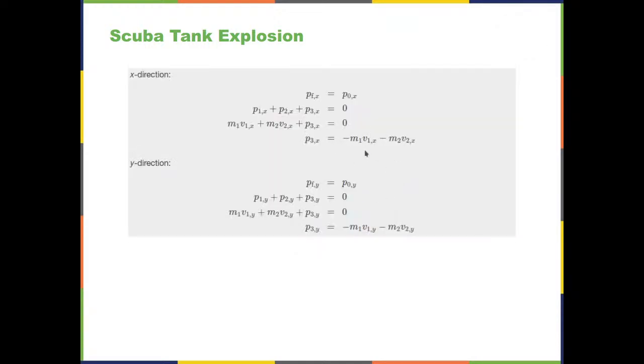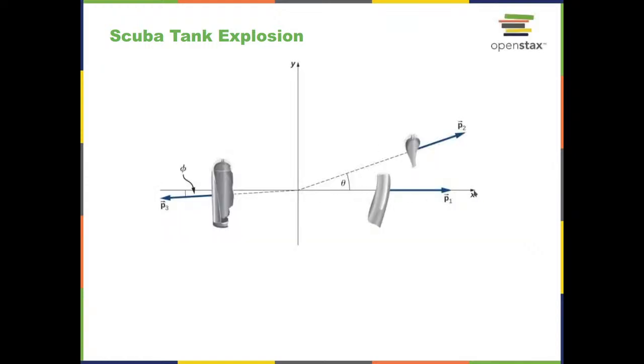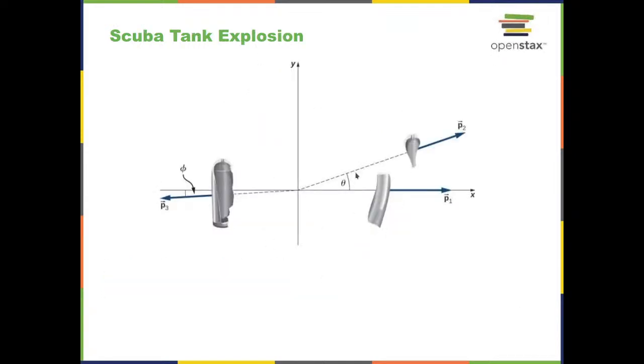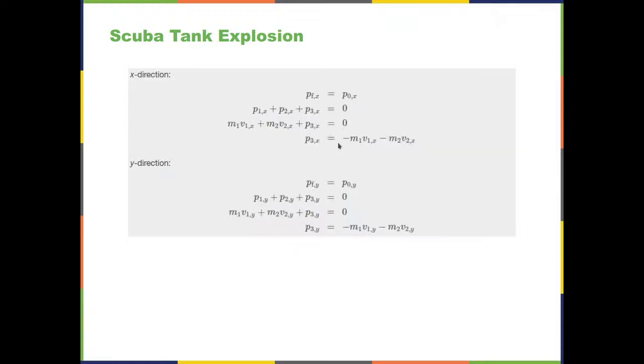And then in the x direction we can do the same thing, except now the x component of v1 will be just the entire v1, because the entire v1 is along the x direction. And the x component of v2 will be v2 times the cosine of this angle theta. So what we end up with is an expression here where p3x is minus m1 times v1 minus m2 times v2 times the cosine of theta. And here the first term drops out and we end up with minus m2 times v2 times the sine of theta.